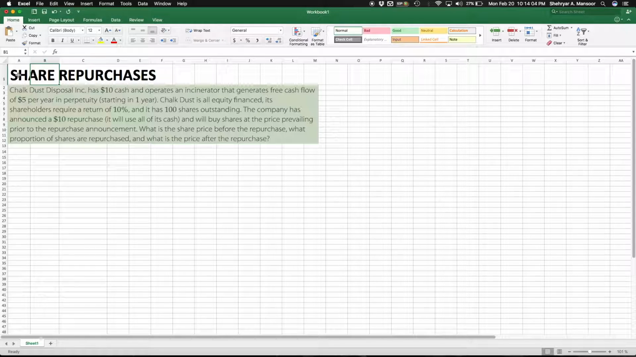So there are three parts to this question. I really want to focus on the first and the third part. The second one's not really that relevant for now, but I'll definitely solve it as we go along. So it says, what's the share price before and after? So we're just going to start solving this here.